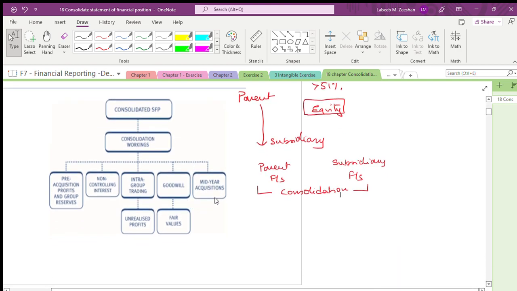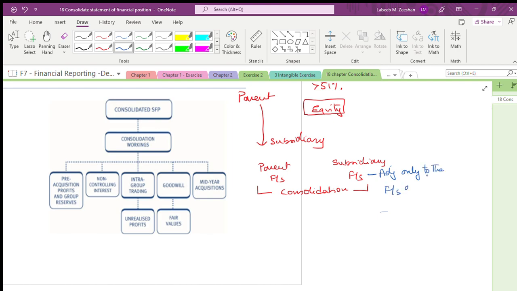Now when you are going to work on these consolidations, make sure that we are going to do adjustments only to the financial statements of the subsidiary. We are not going to touch anything with respect to the parent company. Whatever is there, we will divide between parent and subsidiary company. The parent company share will be merged with the parent company.